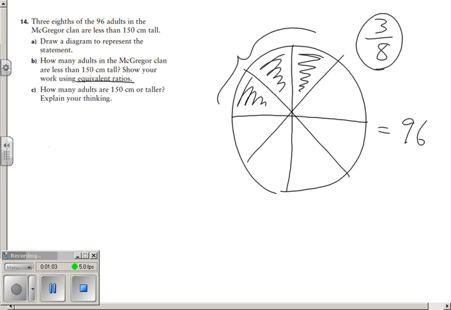So if we start with that ratio, 3/8, the bottom number represents the whole, and the 3 represents the part, right? That's what a fraction would be, part to whole. It says 3/8 of the 96 adults. So what would that be? If 96 adults are in the clan, would that be part of my clan, or would that be all of my clan? And the answer is it's all of my clan.